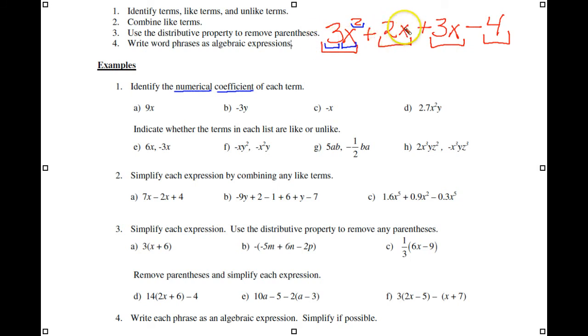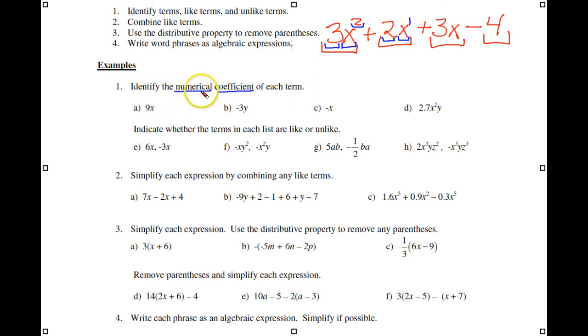Now, as we look at this term, its variable is x. Now, there is no exponent written there, but when there isn't one written, we assume there is a 1 there. And its numerical coefficient is 2. And then so on and so forth. And then here, our term is a negative 4. There is no variable associated with it. So, with that in mind, let's take a look at example 1.